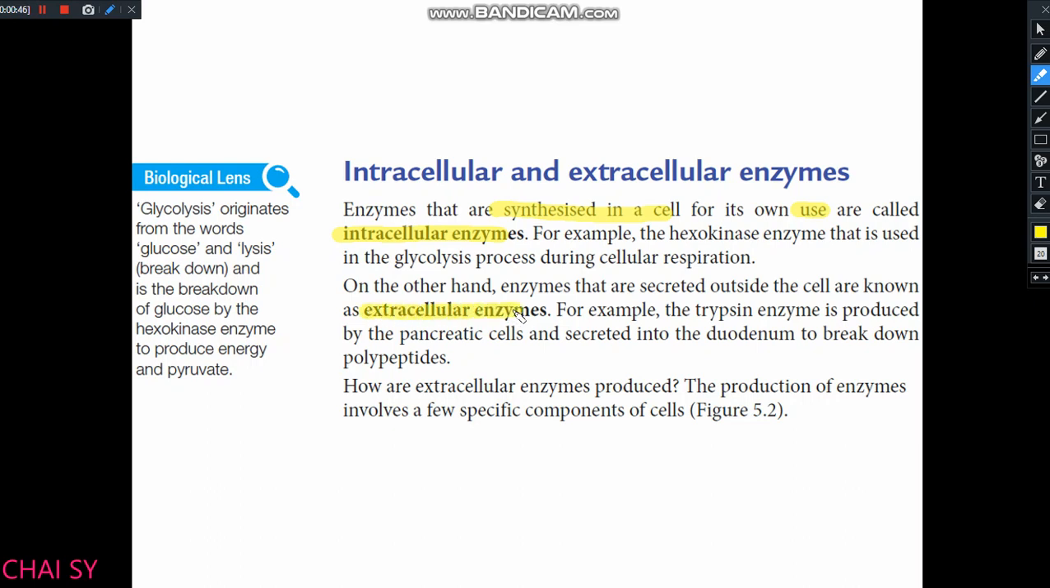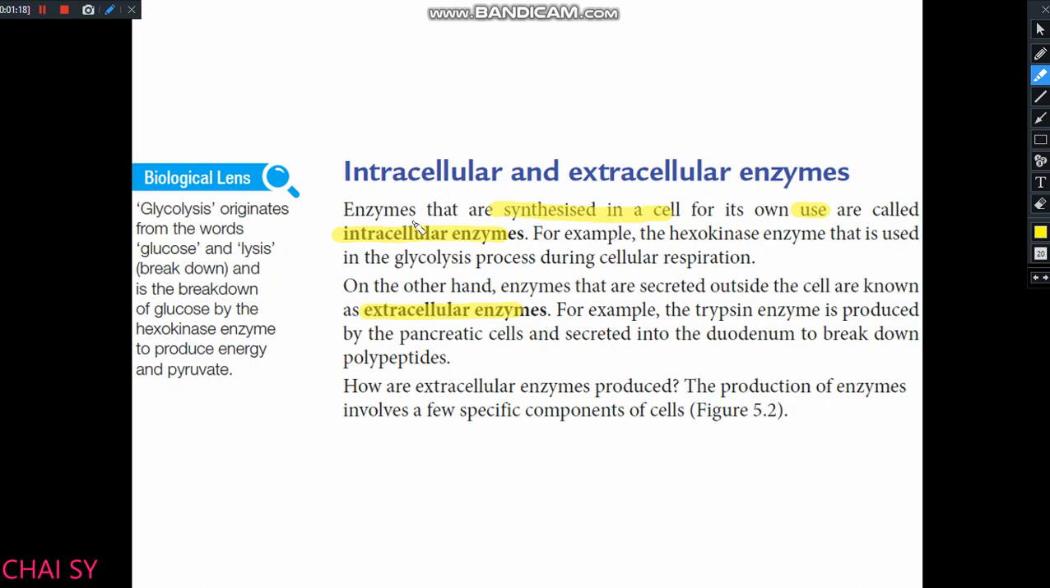Extracellular enzyme means synthesized in cell A and used in cell B. I repeat, synthesized in cell A but used in cell B. So you look at here, enzymes that are secreted outside the cell. I repeat, extracellular enzyme means this enzyme is synthesized in cell A but used in cell B.